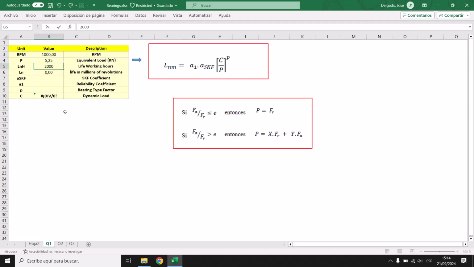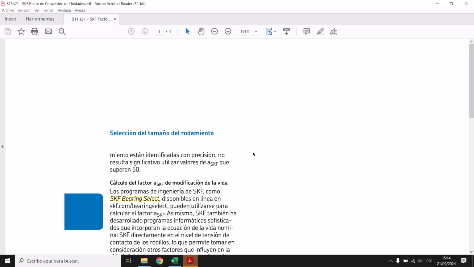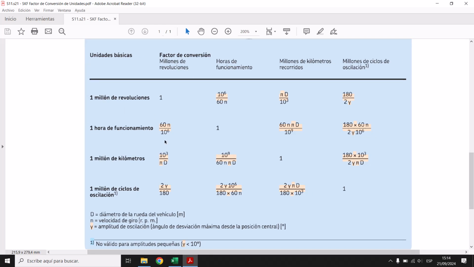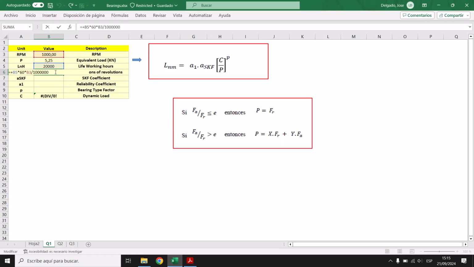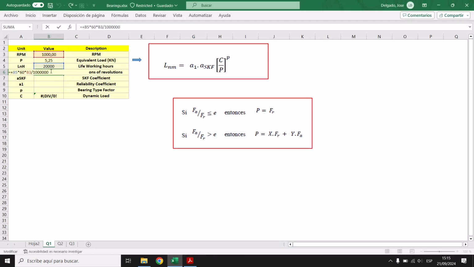20,000 hours. And maybe your first question is, how do you calculate these millions of revolutions? There's a factor to change it from SKF at the bottom left here to convert this number. You can see we have it in hours and we need it in millions of revolutions. So it's like a rule of three, and it's for the speed in RPM. So we are going to multiply: the life in hours multiplied by 1,000 RPM times 60, and divided by 10 to the 6th. So now we have the life in millions of revolutions.